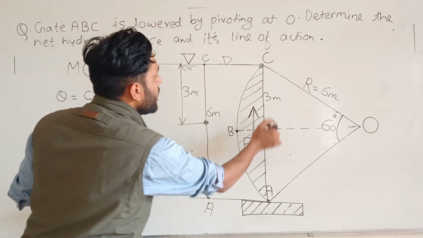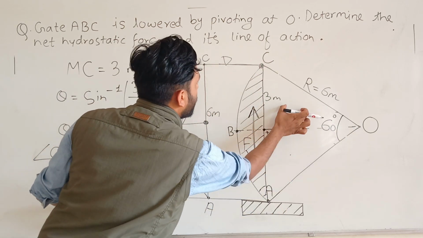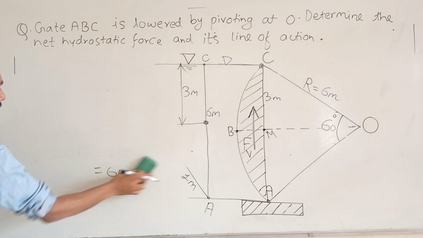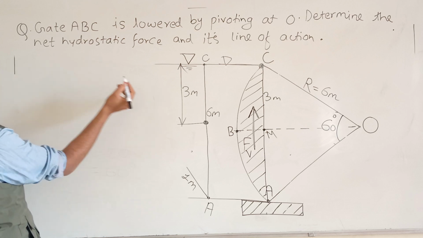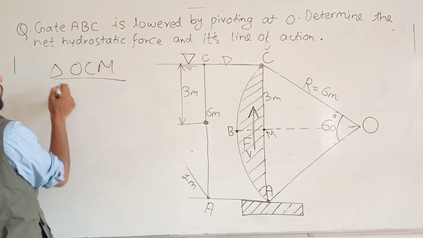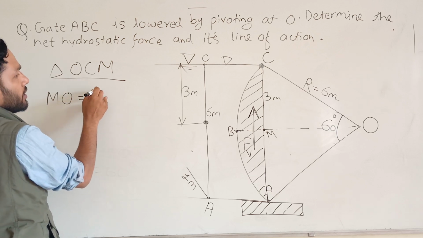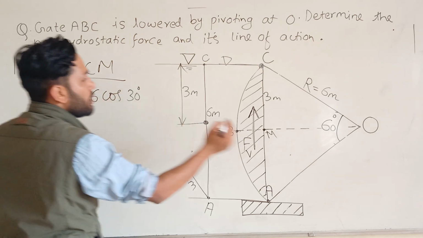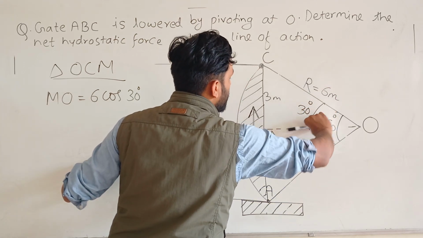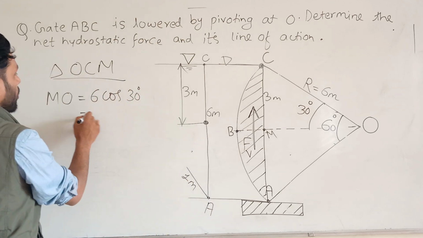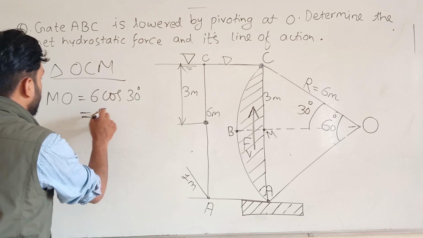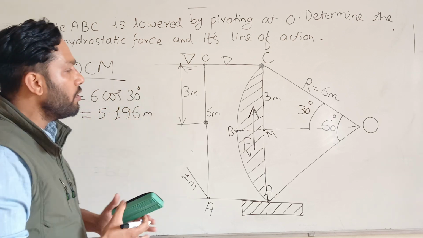We have got the YMC. Let's find out YMO also to find the area of this triangle. Since I've got YMC, I can find YMO. From triangle OCM, you can write MO is equal to 6 cos 30 degree. If you do 6 cos 30 degree, you get MO. This MO is 5.196 meter.